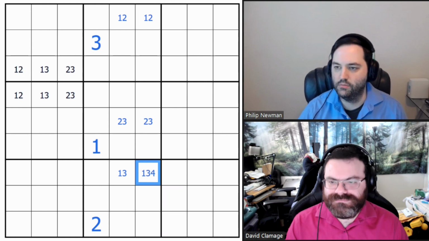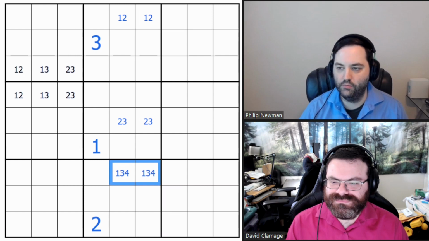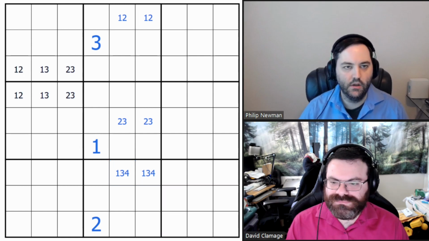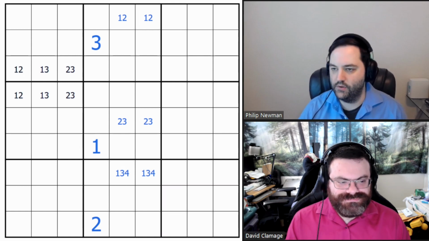So I would need some guardian to be true in that case. And it could look like this, even. And now I have a pointing pair of 4s. But yeah, that was my last example. Like I said, there's a ton of things you can do with this.